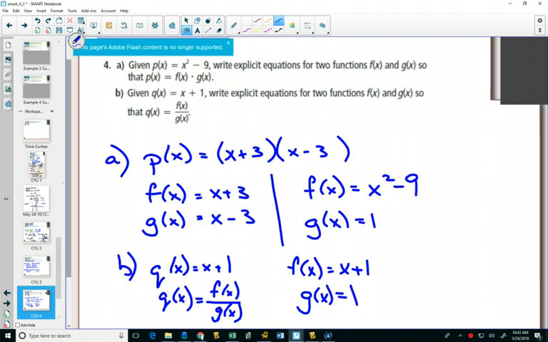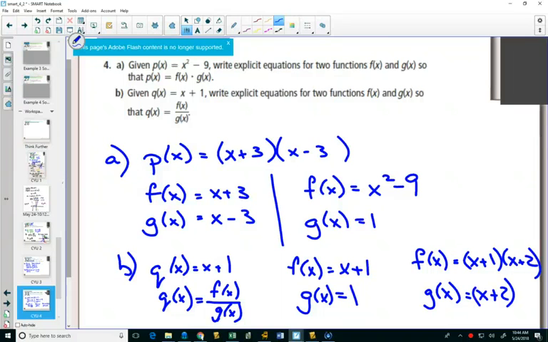You have to be careful in this one, though, is if you make f of x, x plus 1, x plus 2, and you make g of x, x plus 2, well, if they were dividing, your x plus 2's would cancel out, and you would get x plus 1. But this would be not quite correct, because this would have a hole in the graph, whereas the equation that they give us doesn't have a hole in the graph. So you do have to be careful with that one a little bit.